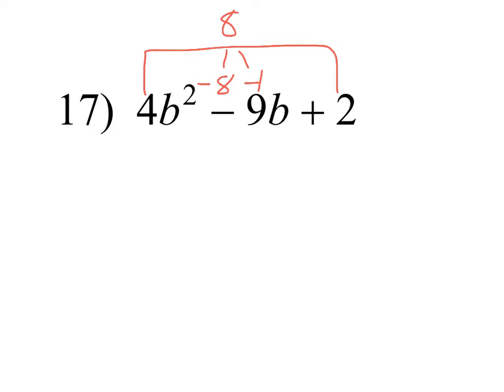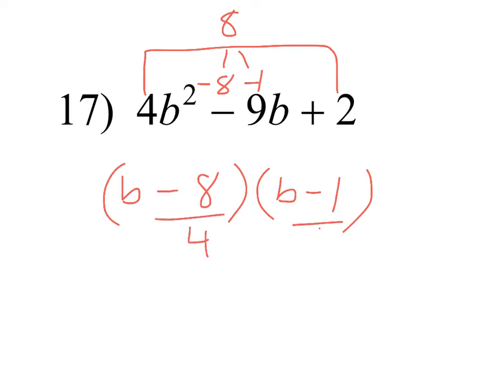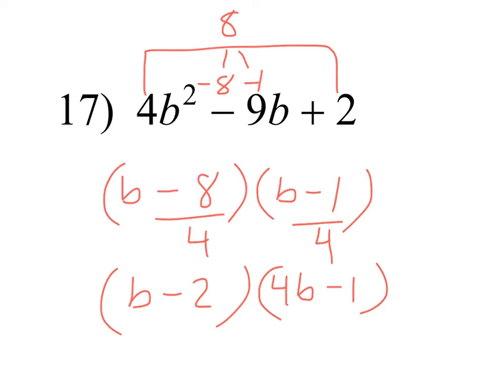Now you pull it down, so it would be b minus 8 and b minus 1, over 4. Then b minus 2. And 4b minus 1. Perfect.